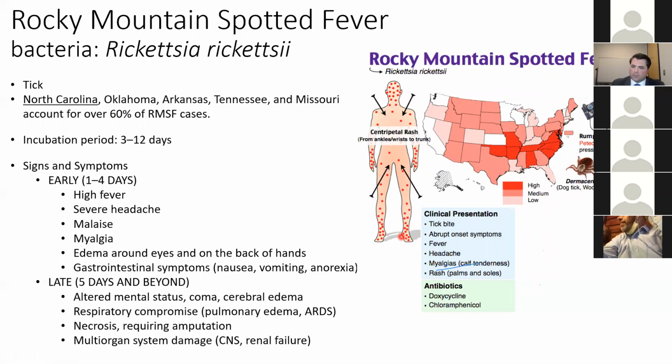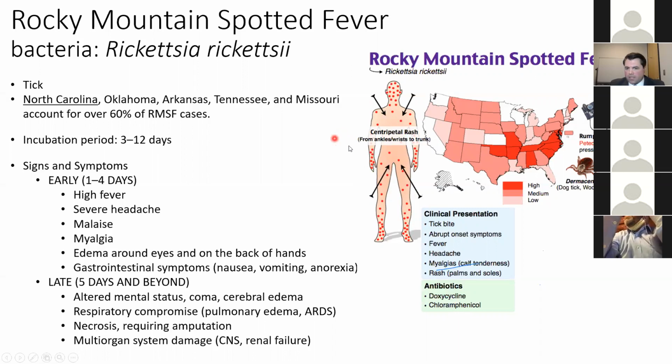So this is worse than the others, and this would be a reason that you'd want to or need to suspect it and treat it early. So here you have the early signs and symptoms: high fever, severe headache, malaise, myalgias. They have edema around the eyes, back of the hands, nausea, vomiting, and late altered mental status, coma, respiratory compromise, and necrosis. And another thing that is really made about this is the rash.